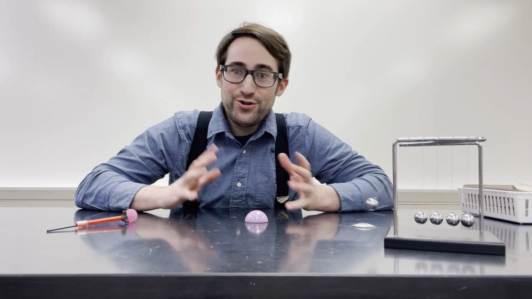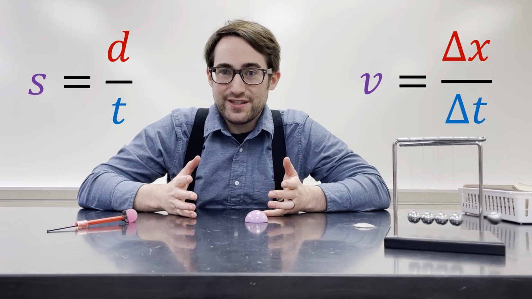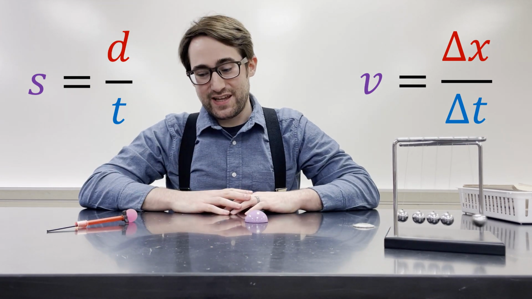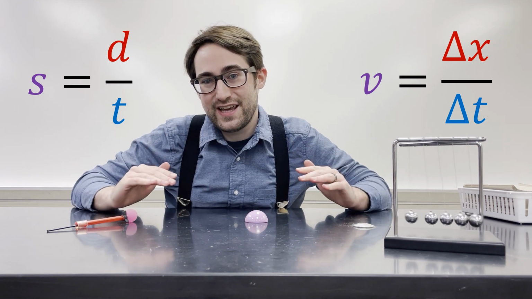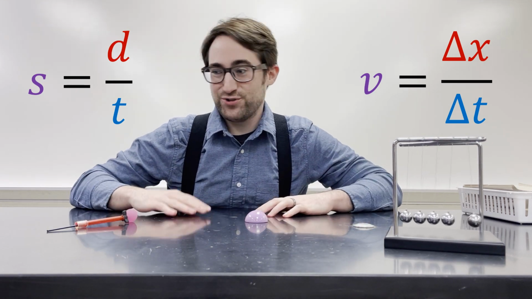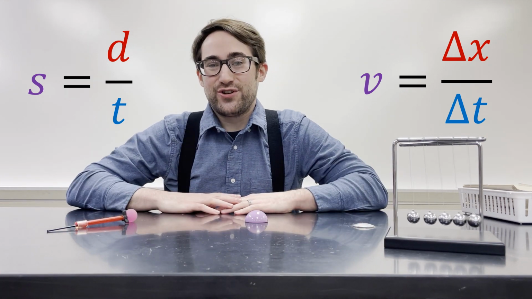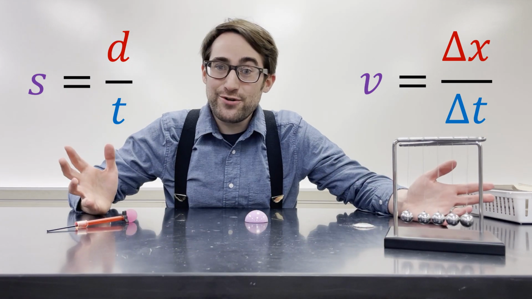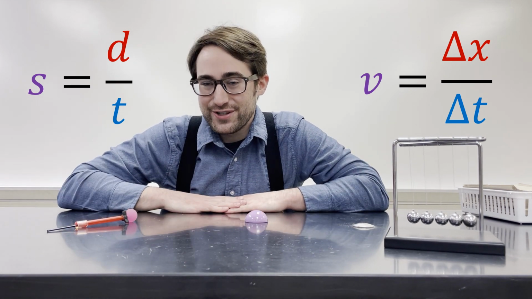Speed and velocity are two ways you can describe how fast an object is moving, and both are calculated in basically the same way, taking the amount of distance the object has traveled divided by the time it takes for it to get there. You can use meters or inches or kilometers or miles for your distance. You could use seconds or minutes or hours for your time.